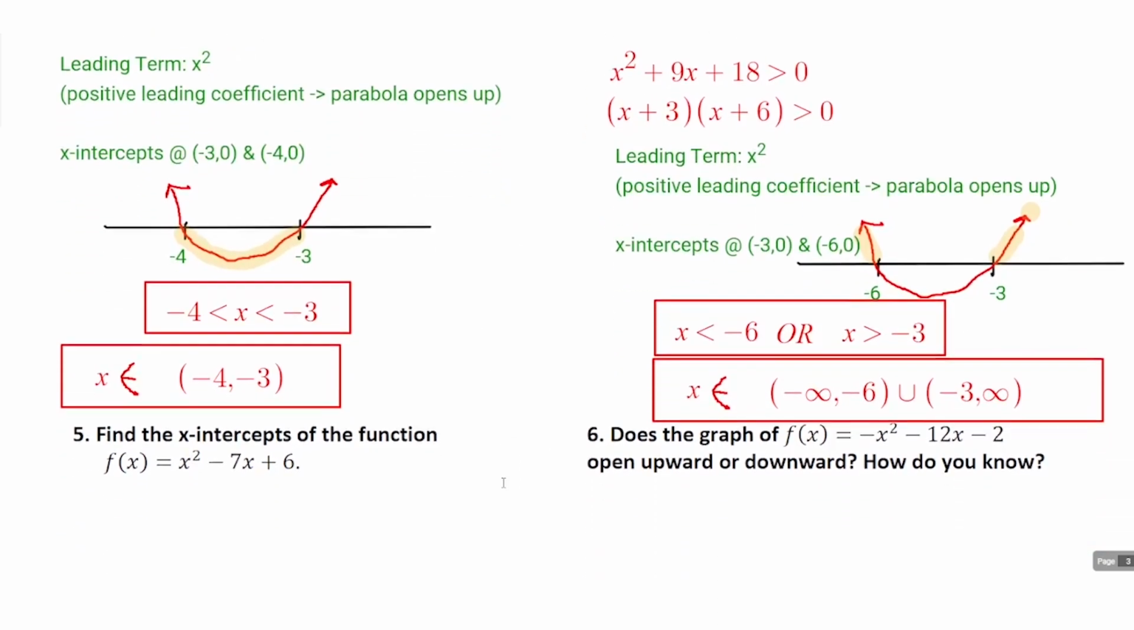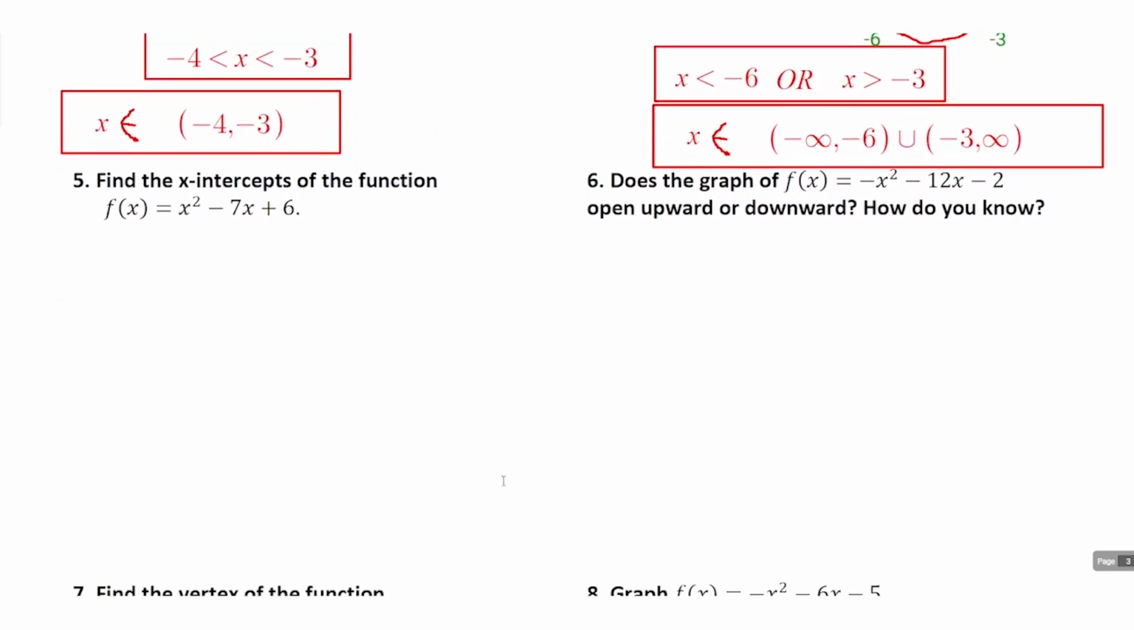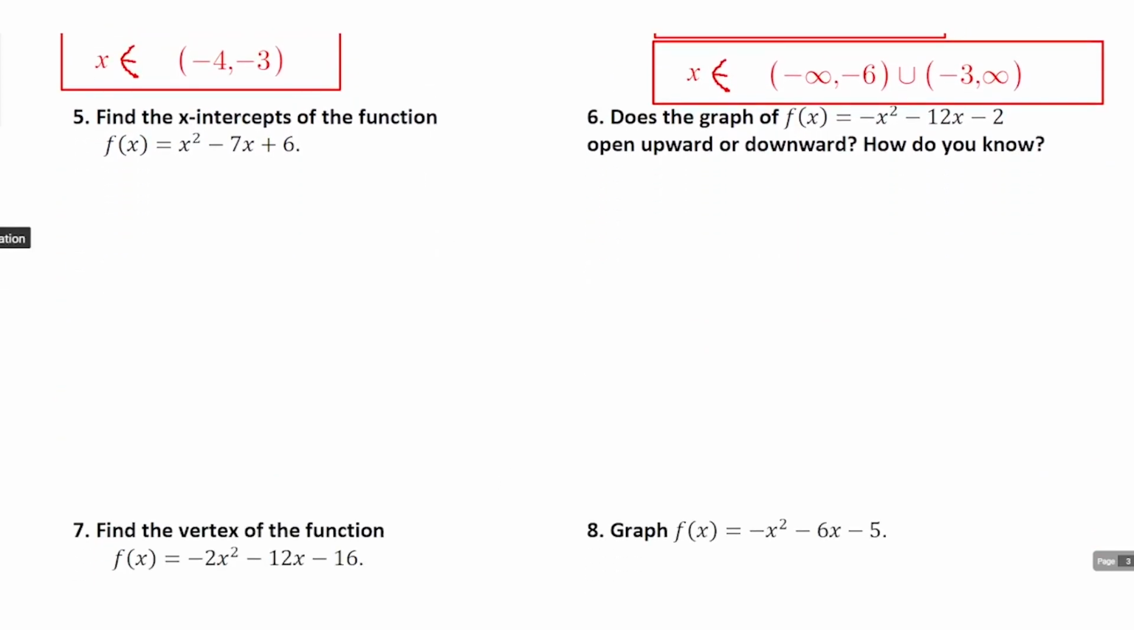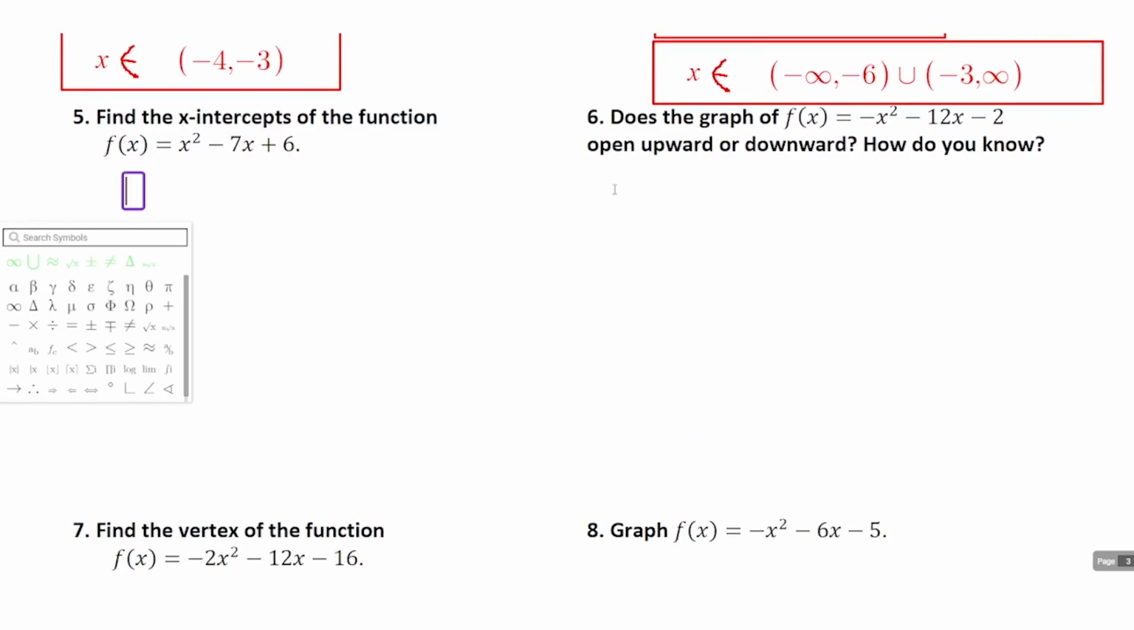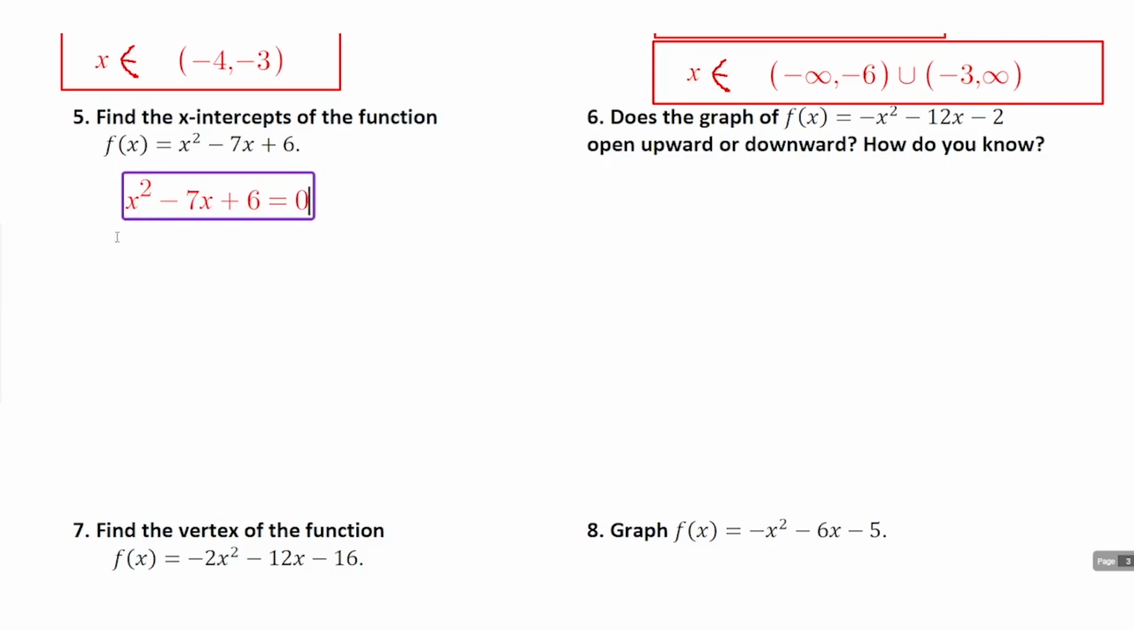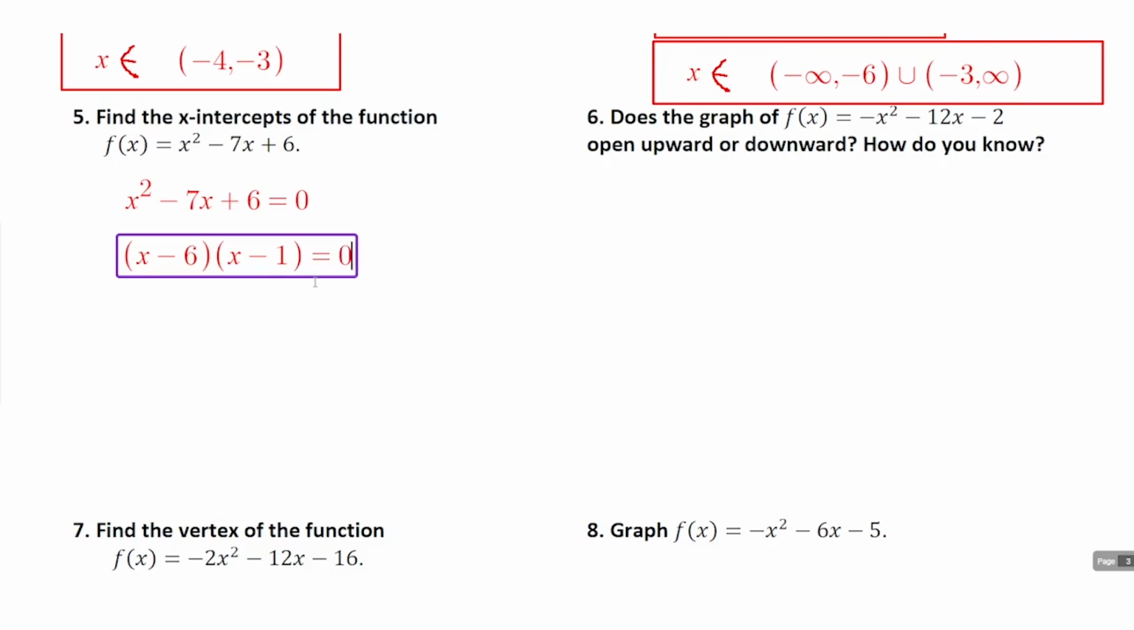Let's look down here at number 5. It says find the x-intercepts of the function. So that would be the values of x when y is 0. So we want to set this equation equal to 0, x squared minus 7x plus 6 equals 0. And try to factor if you can, and I believe this one is factorable. Two numbers that multiply to give me 6 but add up to -7 would be -6 and -1, so we have x minus 6 times x minus 1 equals 0.